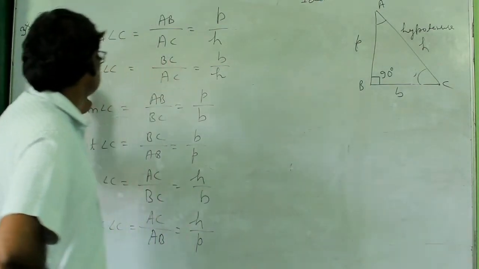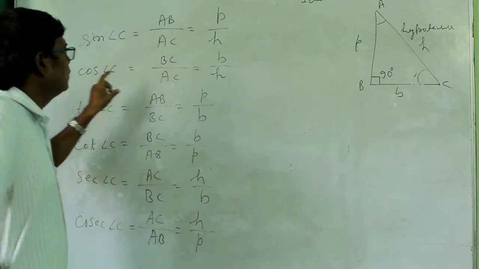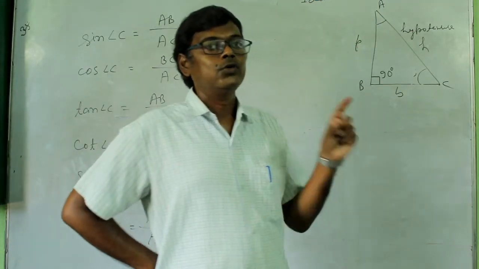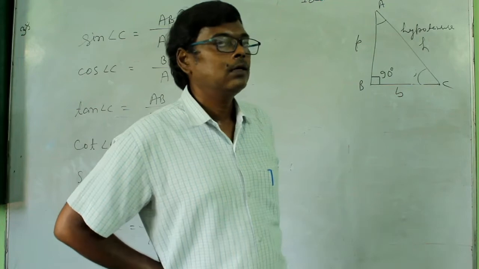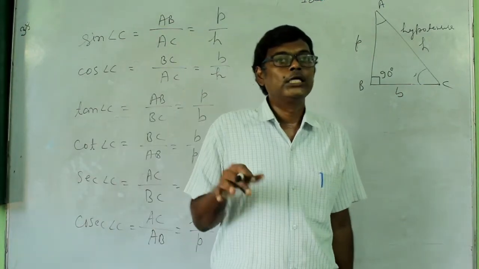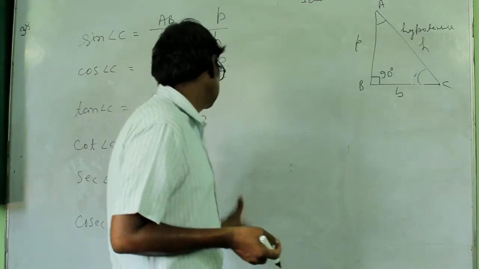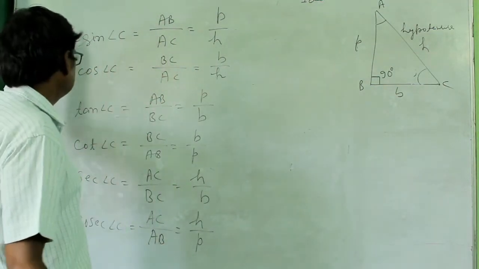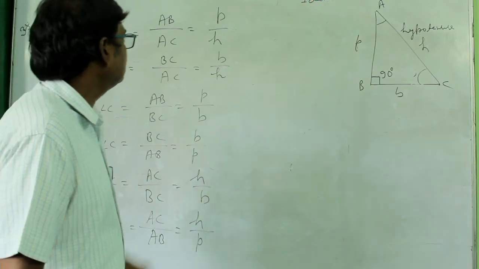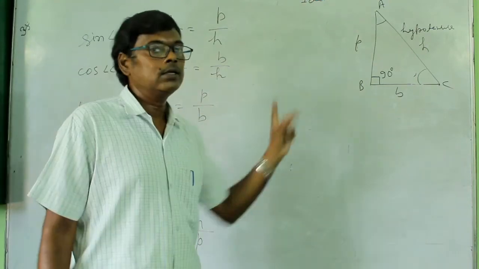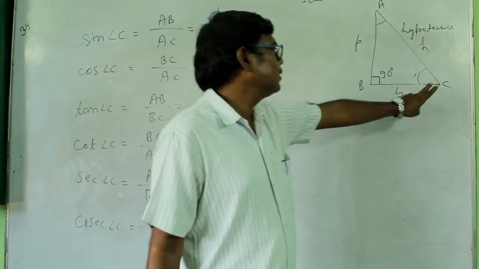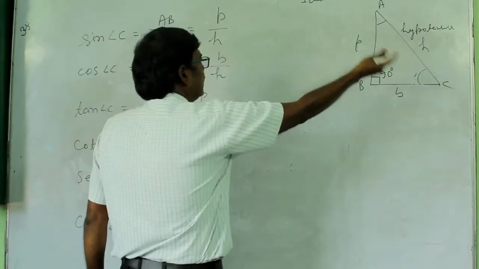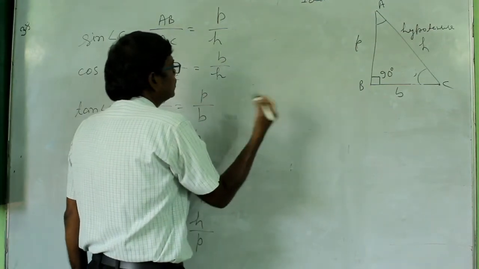And this is cos of angle C. Because you have 3 sides here, there are 6 possible ratios. That is why we have 6 symbols. These are the 6 different symbols for representing these ratios with respect to the given angle. So this is the angle here, and with respect to this angle we have this. And if you change the angle, the ratio changes.